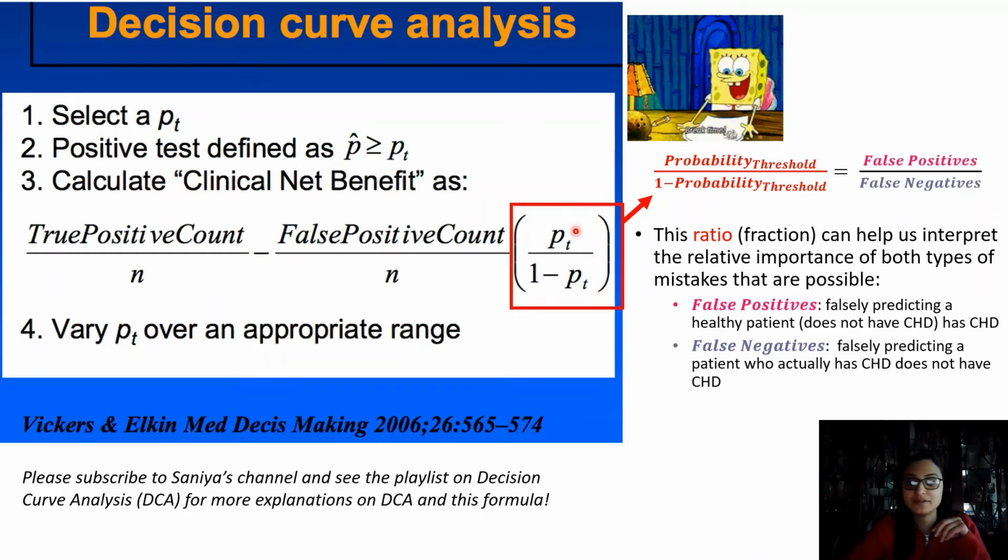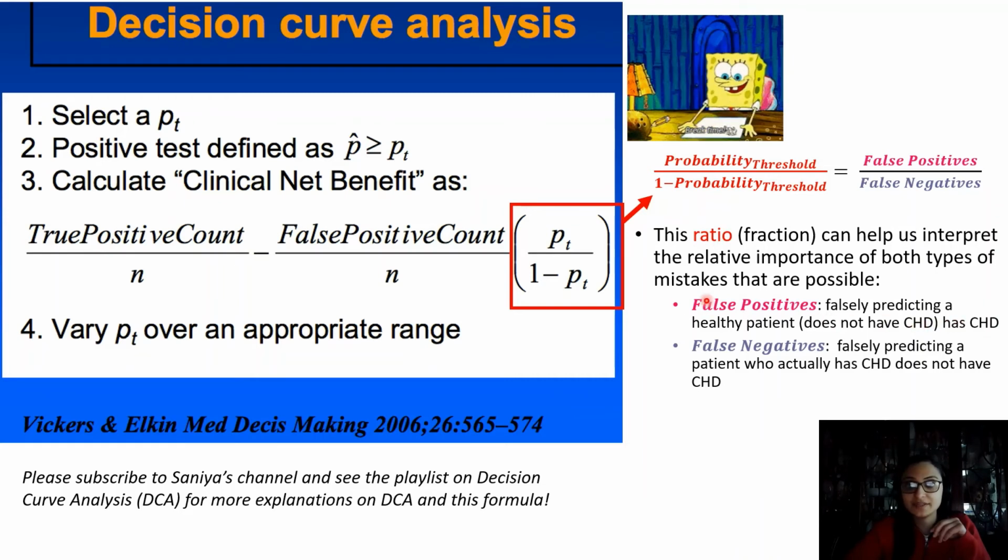So based on the probability threshold over 1 minus PT, it impacts not just the true positive and false positive counts based on the threshold, but also this weighting factor that's really important. And it can help us also interpret the relative importance of both types of mistakes that are possible, of false positives, of falsely predicting a healthy patient who does not have coronary heart disease, predicting that instead that this patient has it.